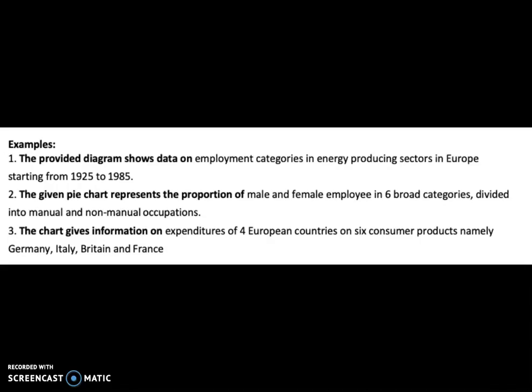Here's some examples of the very, very first sentence. So the provided diagram shows data on employment categories in energy producing sectors in Europe starting from 1925 to 1985. Or the given pie chart represents the proportion of male and female employees in 6 broad categories divided into manual and non-manual occupations. Or the chart gives information on expenditures of 4 European countries on 6 consumer products, namely Germany, Italy, Britain, and France. So the first sentence usually tells us everything we need to know to understand what this chart is about.